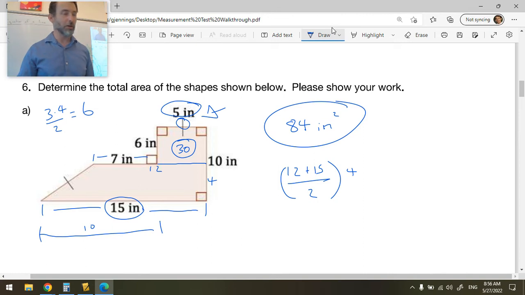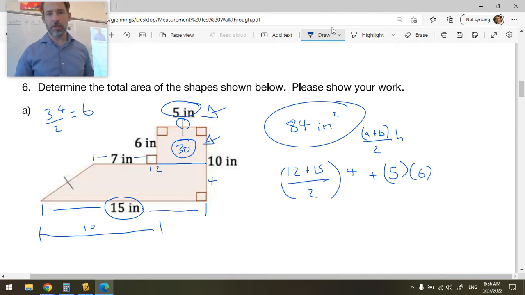And this is working from your area of a trapezoid formula. And I should start by copying out the formula, to be honest. The formula is A plus B, which are the 2 parallel sides of the trapezoid, divided by 2, multiplied by the H. Okay? And then you'll see I've substituted into that formula, plus the area of the rectangle, which is length times width, which is 5 times 6. 5 multiplied by 6. And that's the area of this rectangle on top.